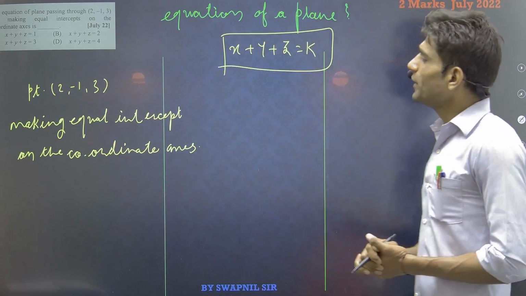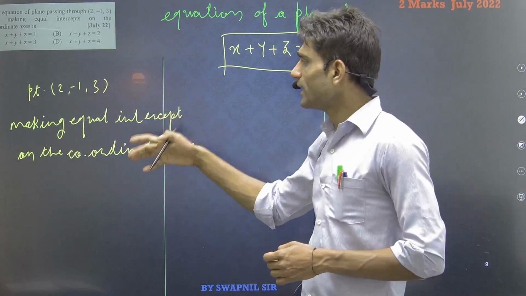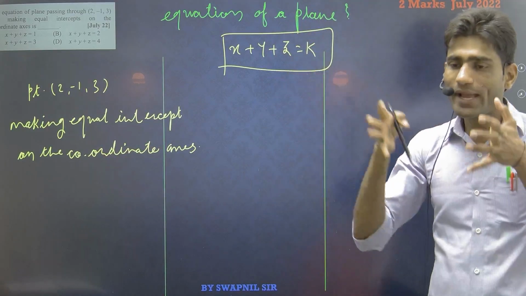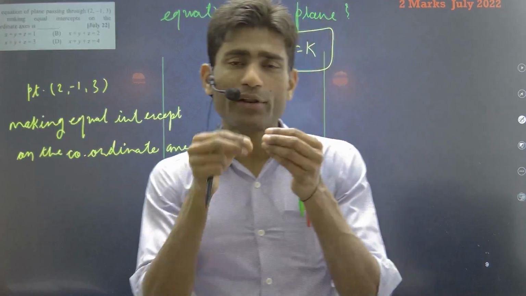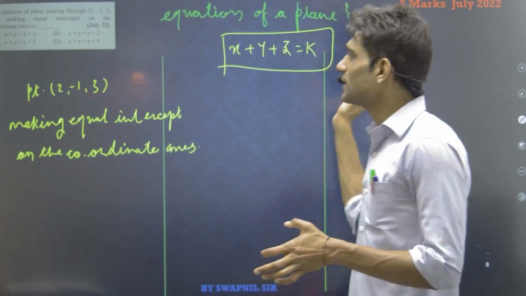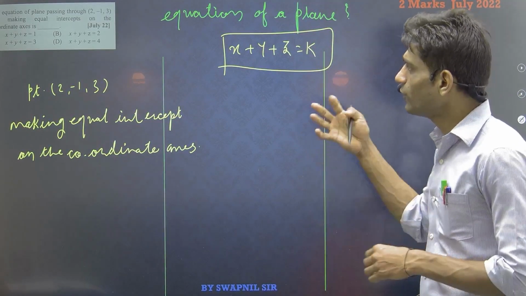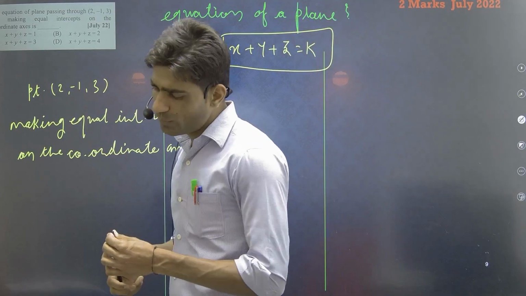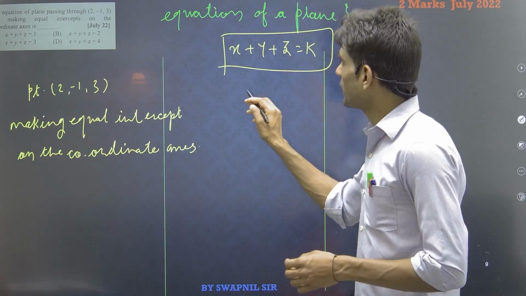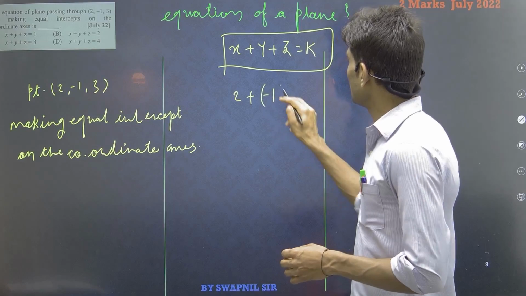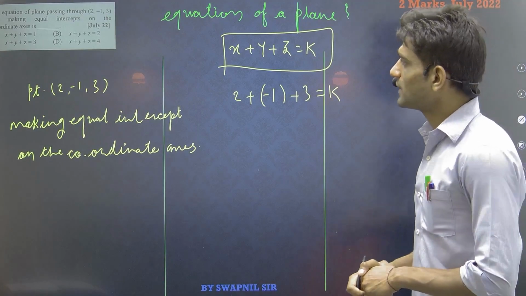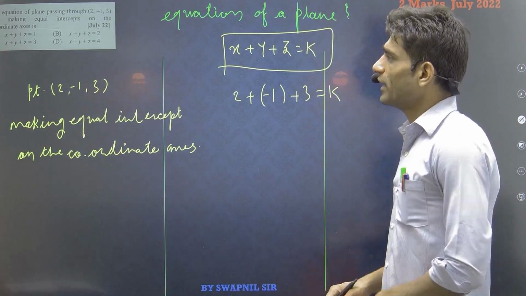When we have the equation of a plane which is making equal intercepts on the coordinate axes, that means when we add the coordinates for x, y and z, we get a constant value, like x + y + z = k. Now the value of x + y + z is k, that means 2 + (-1) + 3 = k. This is the equation of a plane passing through the point with equal intercepts on the coordinate axes.